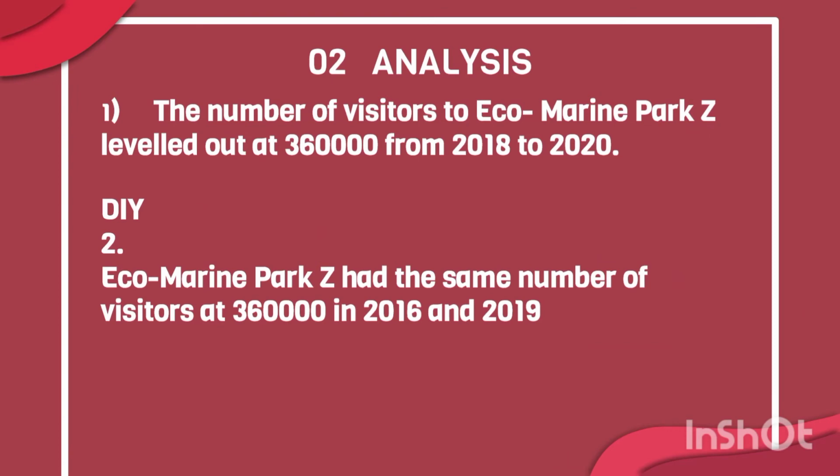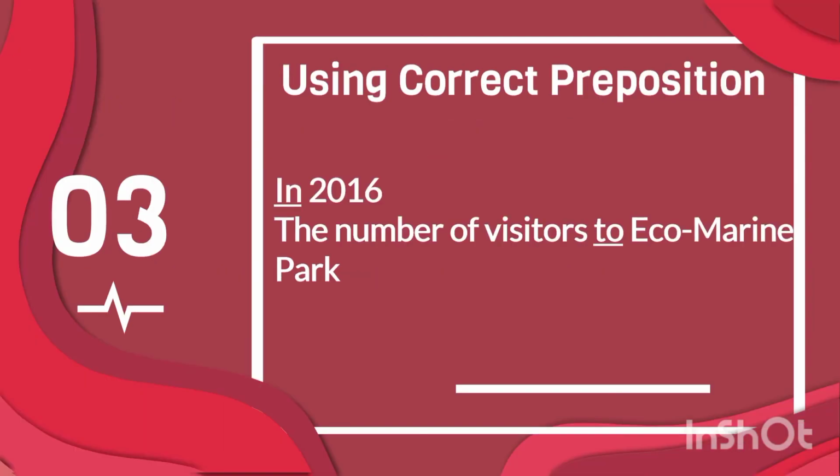So here you are, the number of visitors to Eco Marine Park Z leveled out at 360,000 from 2018 to 2020. Okay. So when you write an analysis, be sure you have the correct preposition. For example, in 2016, the number of visitors to Eco Marine Park, preposition to.